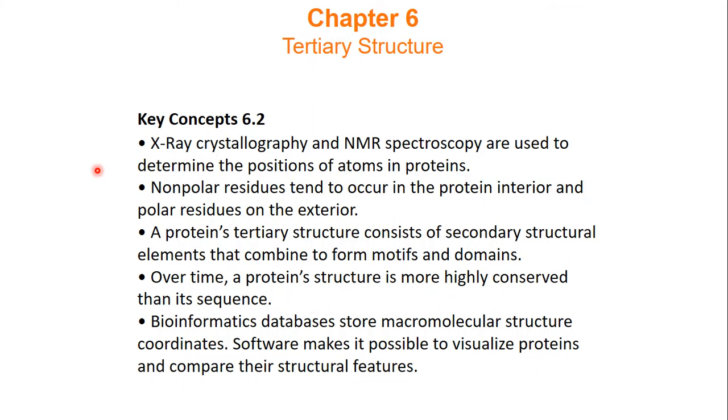In this video, we're going to look at tertiary structure. We're going to learn how we get tertiary structure, what type of residues are found where in a protein, learn about what makes up tertiary structure, and see how this structure changes over time.